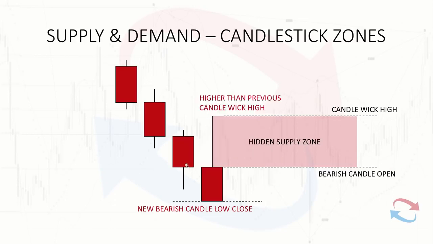And again, if we look at hidden supply within this sequence, it works the same way as it did with demand. At some point, this candle would have looked very, very bullish to the upside, and then it actually closed below this candlestick's wick low. So this is what we would call hidden supply. If you get a candlestick where the wick goes higher than the previous day's wick high and closes below the previous day's wick low.